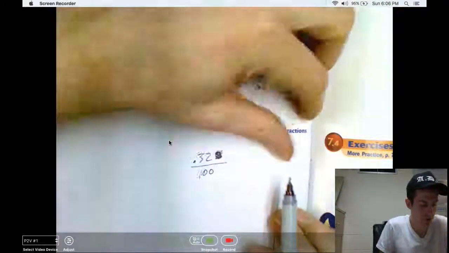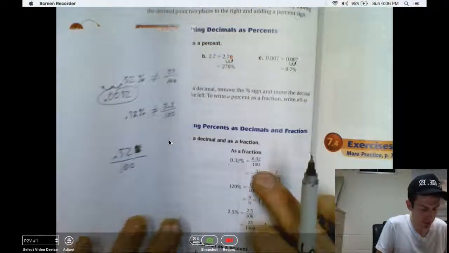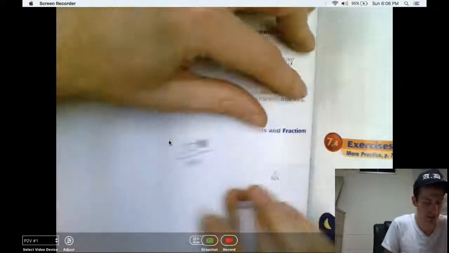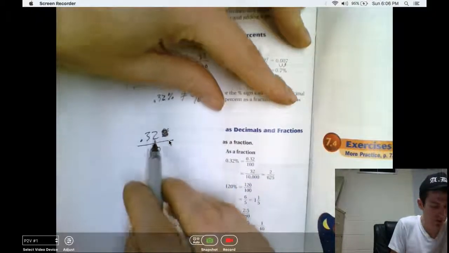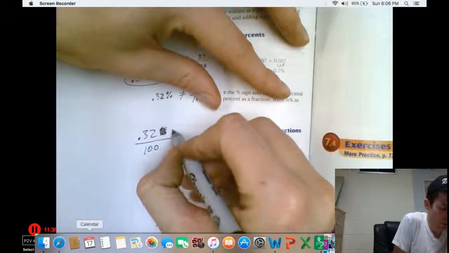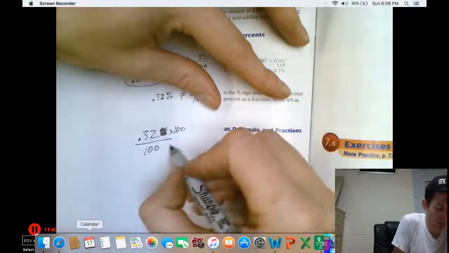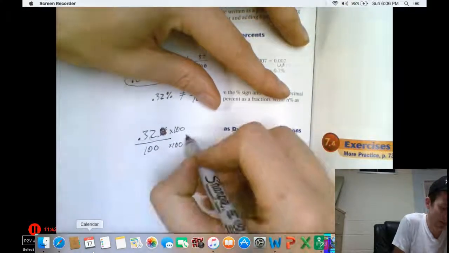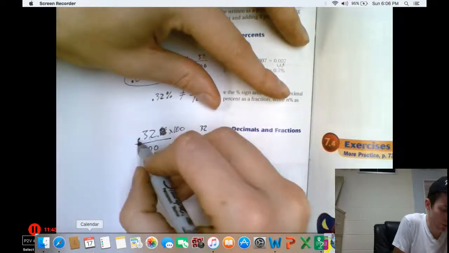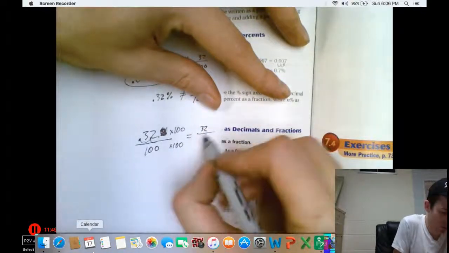So how can we get rid of this decimal? Well, here's what they do. To make that into a whole number, I got my mouse in the way here, don't I? To make that a whole number, multiply it by 100. That would move the decimal 2 places to the right, but you also have to do that to the bottom. So now we've got 32, because I moved that twice to the right, out of 100 times 100, which is 4 zeros in all.